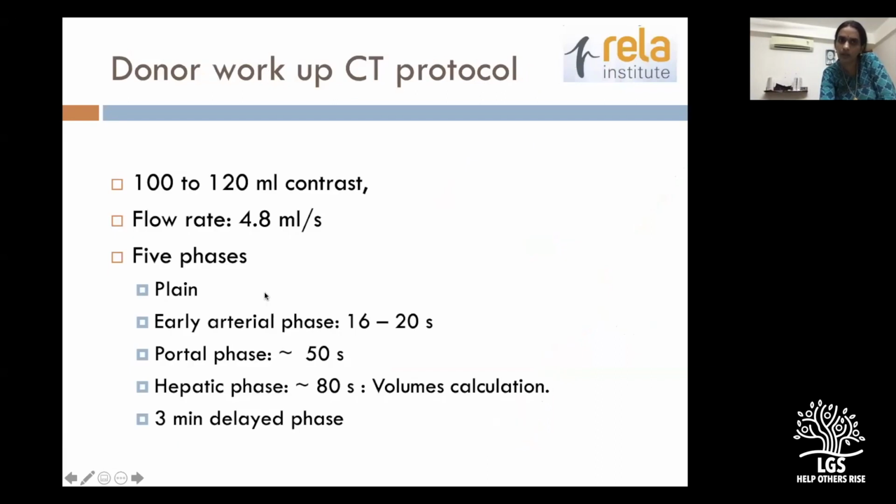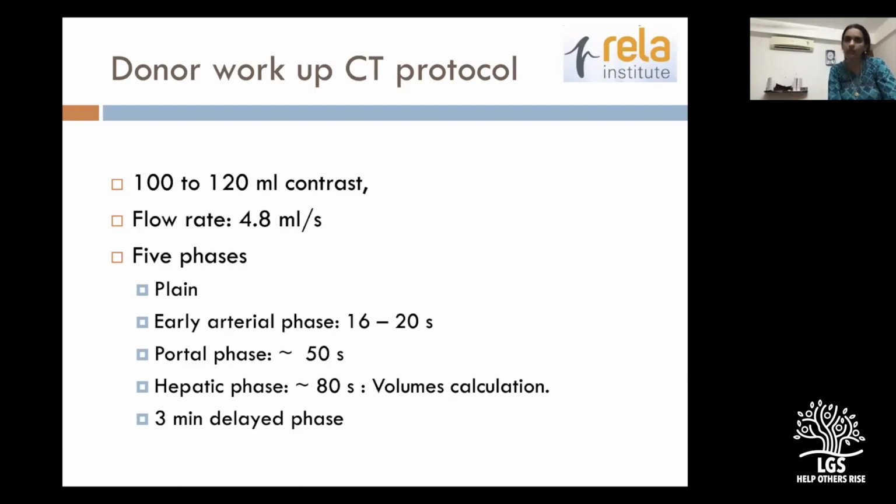Okay. Donor workup, CT protocol is almost similar. We give 100 to 120 ml contrast at a faster flow rate. The only difference is that we do a proper arterial phase or an early arterial phase. In a donor, we do not want any portal vein contamination at all. We want to see the arteries and we want to see them properly. We want to look for any aberrant anatomy, and to be able to do any of this, we should see the arteries and only the arteries.